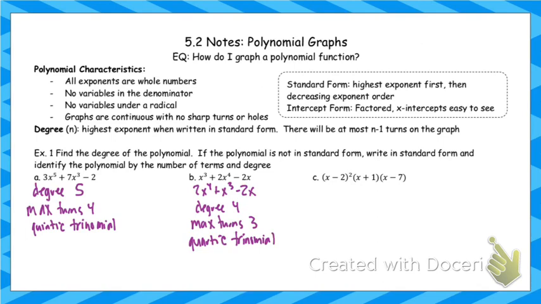All right, now looking at C. C is not in standard form. C is an example of intercept form. Now, without multiplying this out and writing it in standard form, we're still able to determine the degree, and that's something we're going to do a lot, so we need to be used to that.